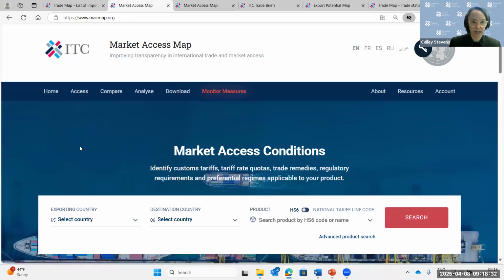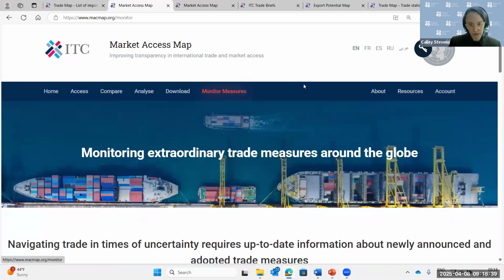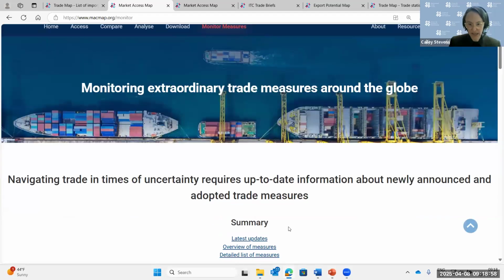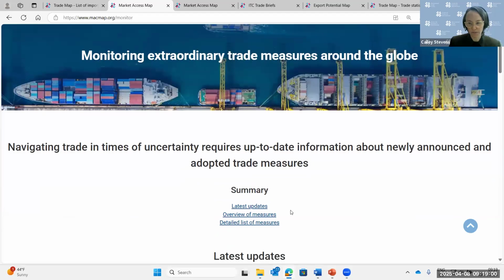So I'm going to move to market access map, and we are going to click on monitor measures. Now we will get back to our example in 1 minute, but I just want to tell you about this monitor measures page. This page is where you will find up-to-date information about the most recently announced tariffs. So you can see the latest updates, you can see an overview of the measures in an interactive map, and you can see a detailed list of measures, which I will show you now.